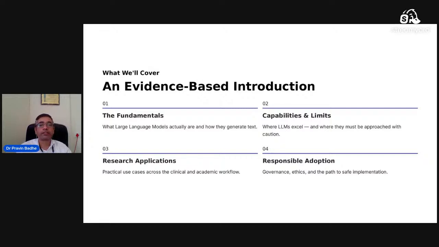So in today's session, we will be looking at the fundamentals of large language models, what actually they are and how they work, then their capacity and limitations, where LLMs excel and where precaution needs to be taken, then the research applications, where they can be utilized and how we have utilized them in Swan Life, and the major part which we mentioned from the beginning, the ethical point of view, how you need to adopt them responsibly.